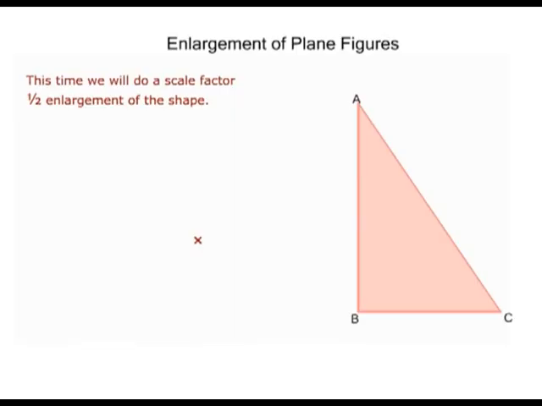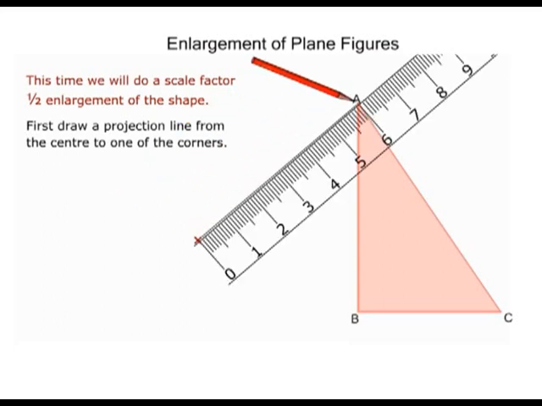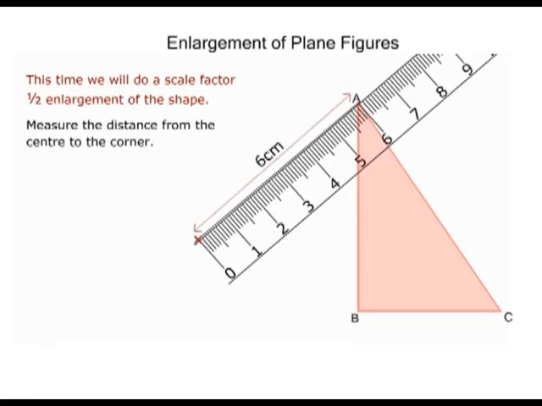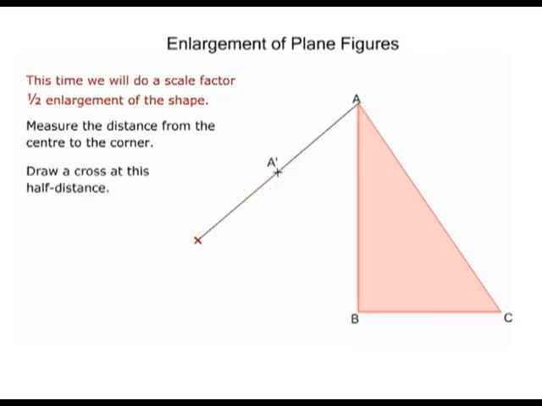This time we do a scale factor of a half, so we expect the image to be smaller than the object. Draw a projection from X to A. Measure AX, that is 6 centimeters. Half that distance is 3 centimeters. And so A prime is here.